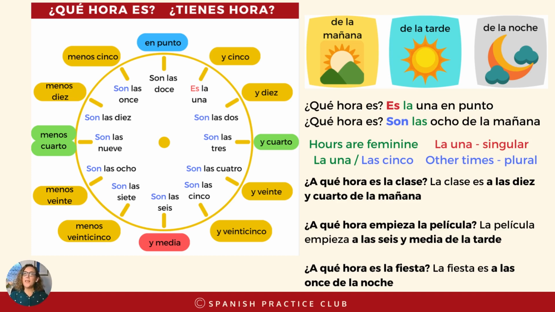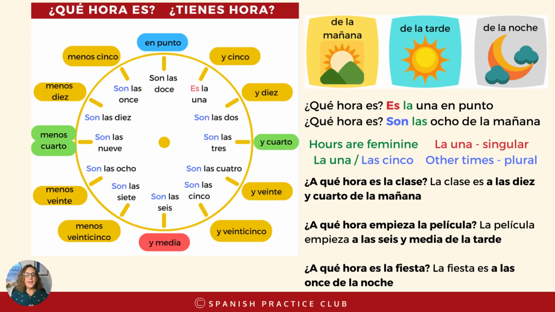Now let's see how we can add more information to that. Outside of the clocks, you can see a few expressions in there, a few more words in there, and some of them are highlighted in different colors. So to say that it's 1 o'clock, for example, we would use the word for o'clock, en punto. It's 1 o'clock, es la una en punto. Or it's 4 o'clock, son las 4 en punto.